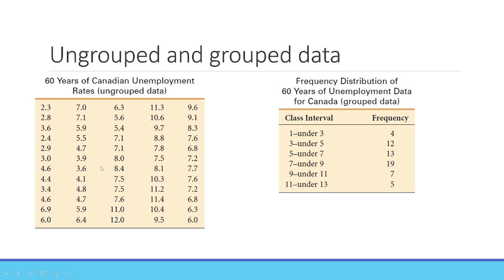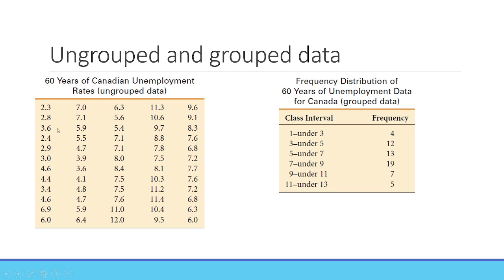Now let us try to see what ungrouped data and grouped data are. Here on the left hand side you can see 60 years of Canadian unemployment rates. It is in series, all these values are given. You can see 5 columns of values.